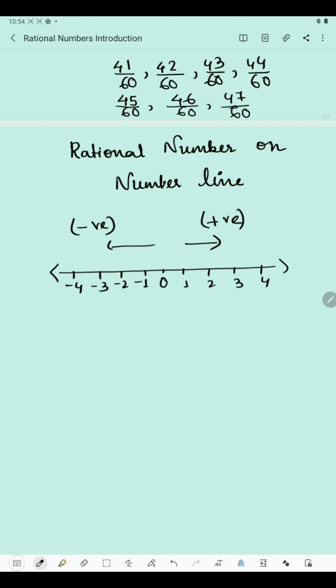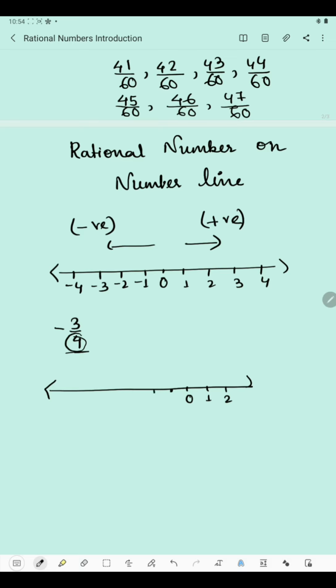Okay, but if you have to find, suppose, -3 by 4, then how will you locate this rational number on the number line? First of all, this is a negative rational number, so that means you will have to show it on the left hand side of 0, not the right hand side. This side is all positive. So on the left hand side of 0, here we will have to place this. Now here we have to check what is in the denominator. We have 4. That means we will have to divide the line into 4 parts.